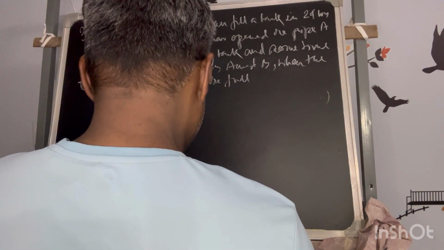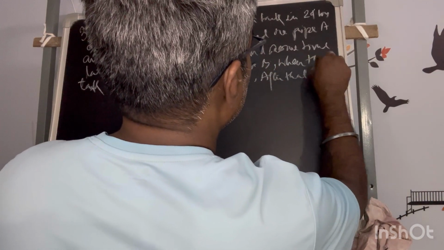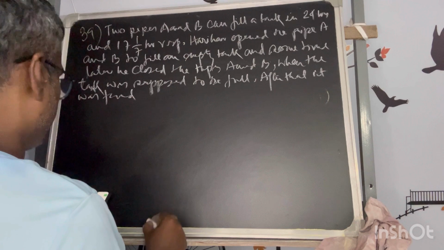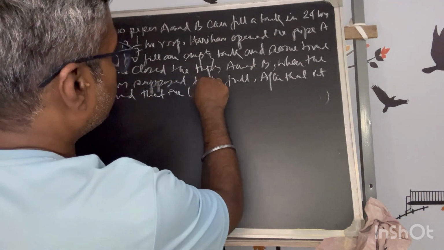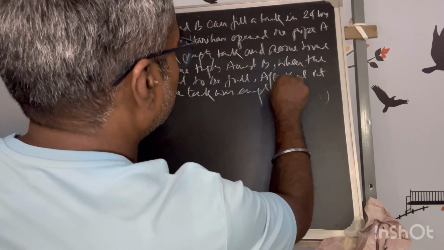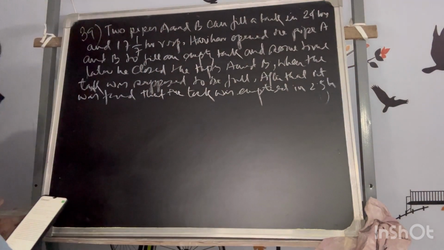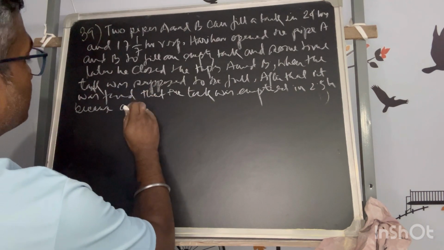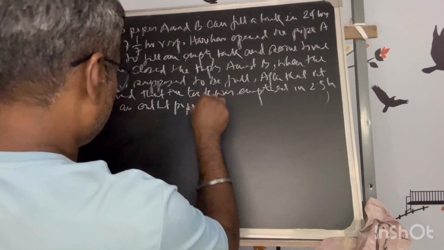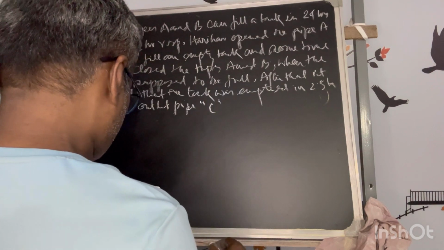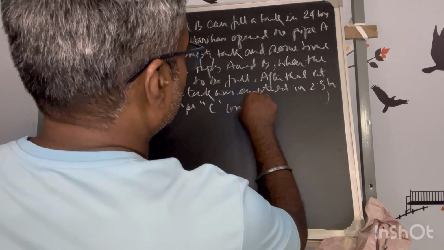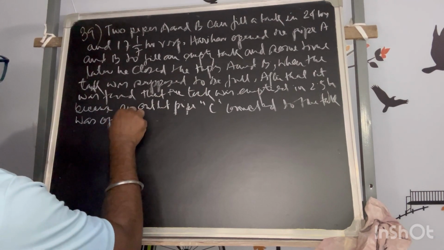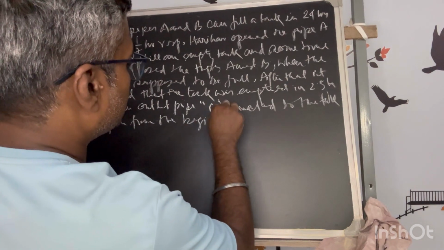After that, it was found that the tank was emptied in 2.5 hours because an outlet pipe C connected to the tank was open from the beginning. Okay.